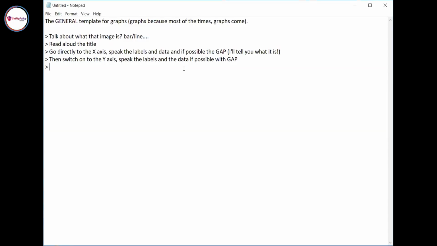And this is, trust me, friends, whoever has followed this, they have never got 89. Okay. Then switch on to, okay, now let me get back to the flow. That's what happens when I address. Go right to the x-axis, speak the x-axis elements. Okay, fine.